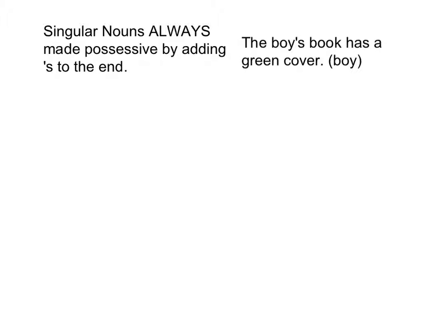Here's another very simple sentence. The boy's book has a green cover. In this particular sentence, our singular noun is boy. And the way we make boy possessive is by adding apostrophe S. Very simple. So again, we follow the rule that all singular nouns, no matter what, always are made possessive by just simply adding an apostrophe S to the end, just as we did with boy.